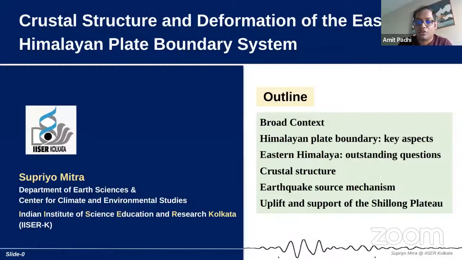interest to the audience here, because it involves combining multiple types of data, seismic reflection studies at the basin scale, GPS data, geomorphic signatures, to unravel the story behind the evolution of the crust structure beneath Northeast India.